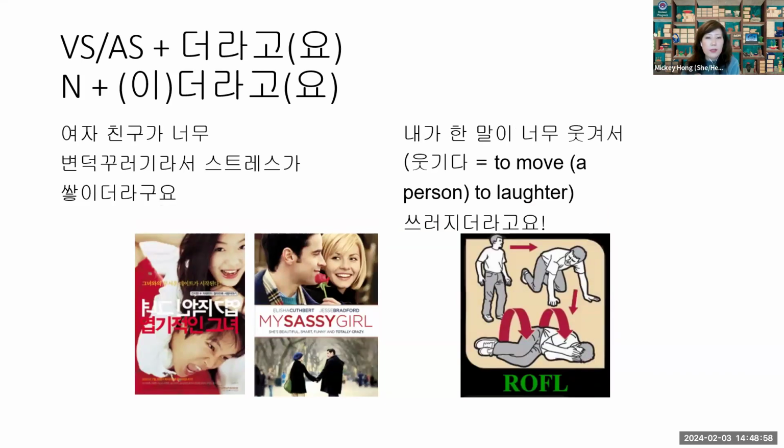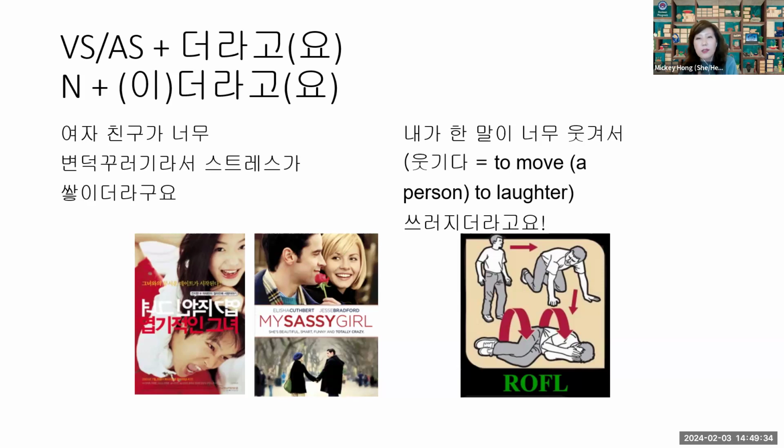If you've ever seen My Sassy Girl, that's the remake of the famous Korean movie 엽기적인 그녀. 여자친구가 너무 변덕꾸러기라서 스트레스가 쌓이더라고요. 변덕꾸러기 is somebody who just changes their mind constantly. They're very capricious. Okay, 변덕꾸러기 is a kind of teasing expression for somebody who changes their mind all the time.